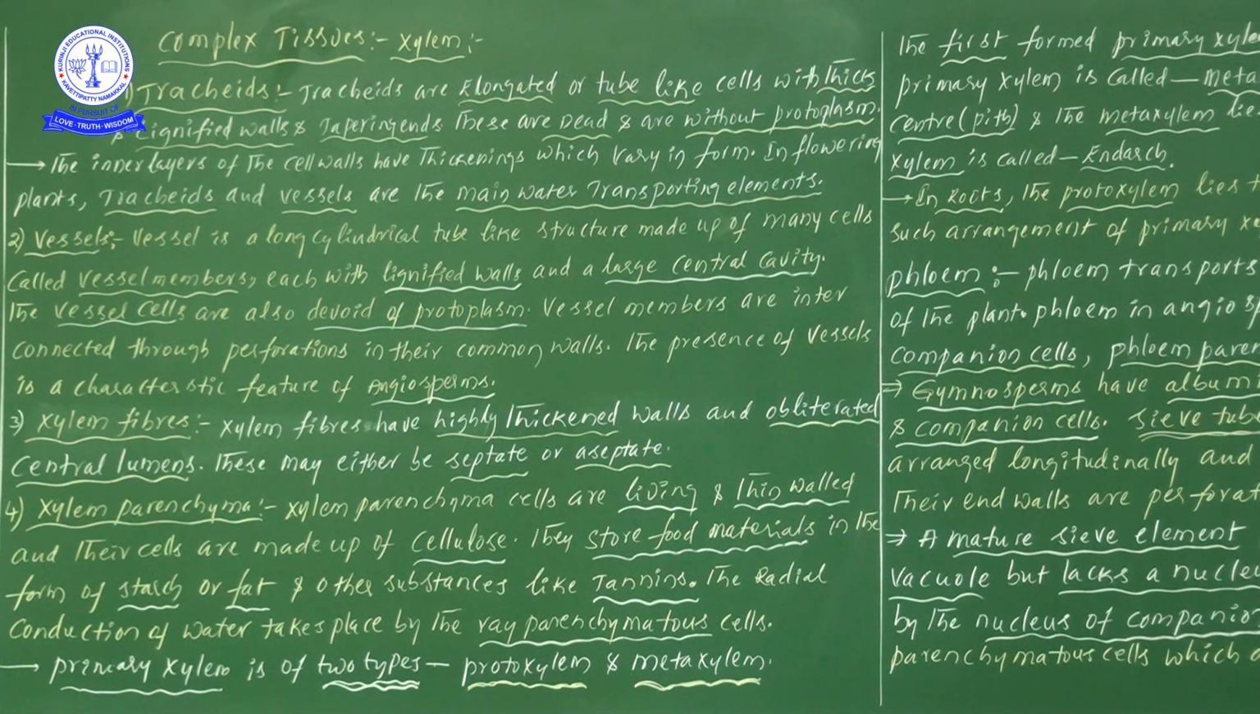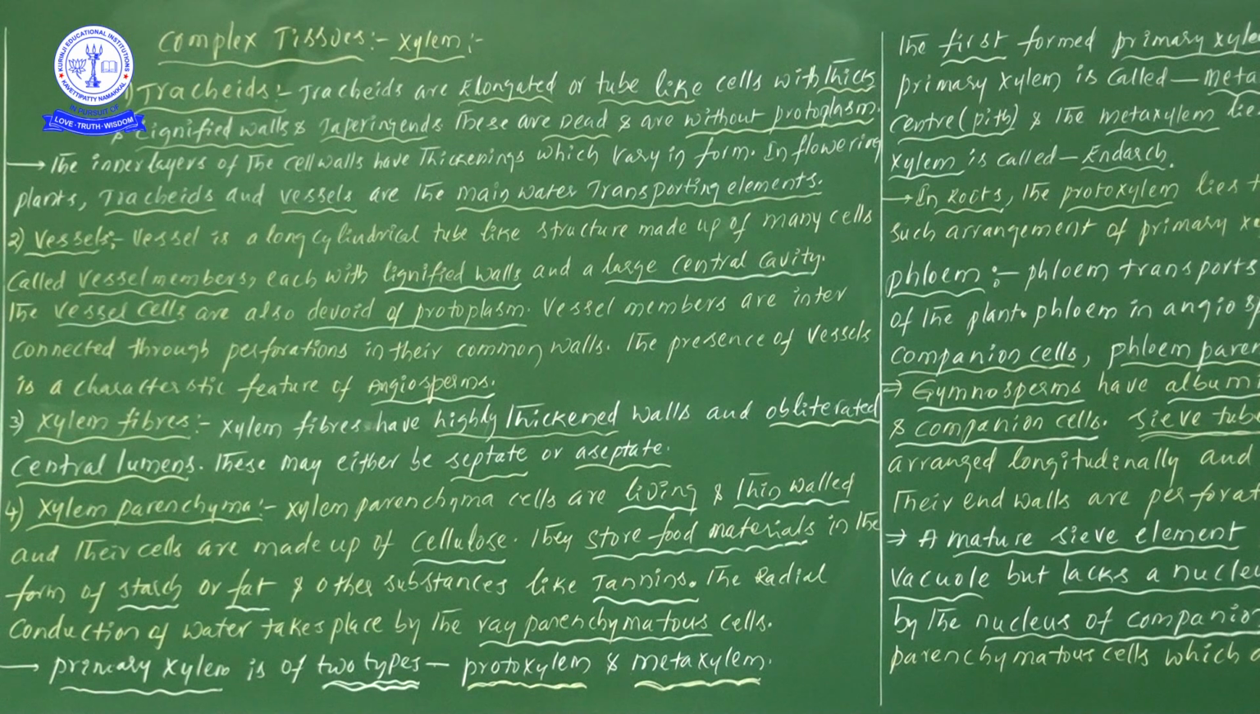Protoplasm is absent. Okay, next one, the inner layers. The inner layers of the cell walls have thickenings which vary in form. Thickenings means the distribution of the lignin will be dissimilar. In one place it will be very thick, and in some other places the thickening of lignified walls will change. So likewise the thickenings will vary in form.